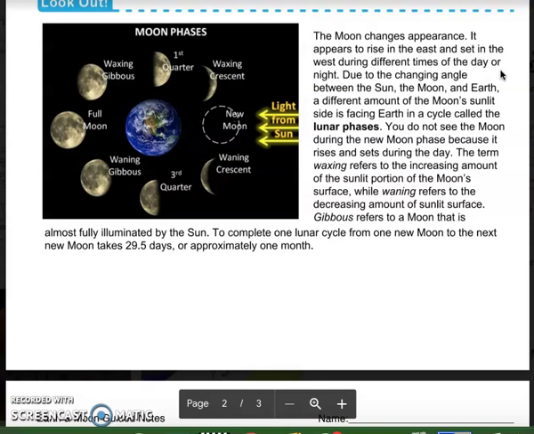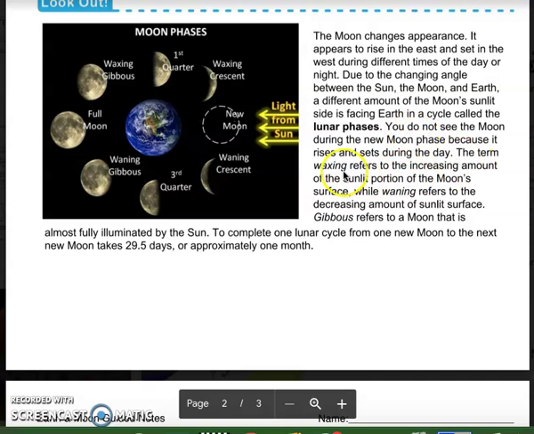You do not see the moon during the new moon phase because it rises and sets during the day. So if the sun is right here, the new moon phase is here. What side of the moon would be lit up? The side facing the sun. The moon does not have its own light. It only reflects, so you can't see anything.